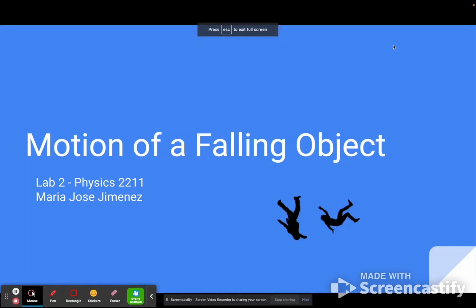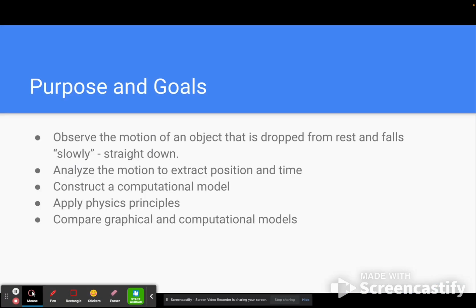Hi, welcome to my second lab where we will be exploring the motion of a falling object. The purpose of this lab is to observe the motion of an object that is dropped from rest and falls somewhat slowly down, meaning slower than a rock dropped from the same height.